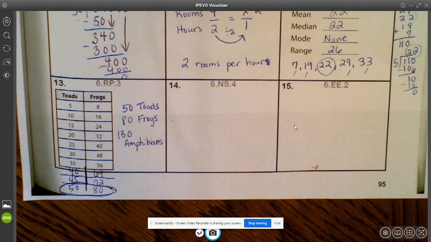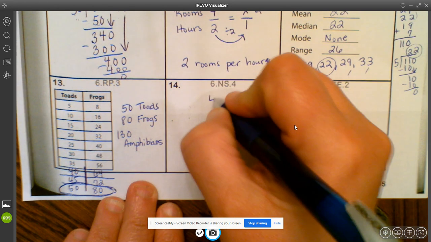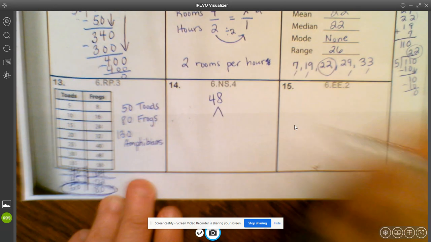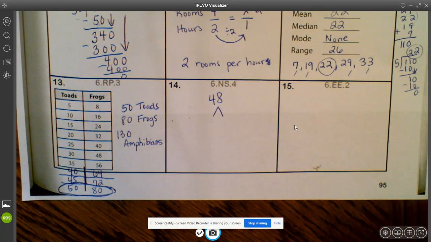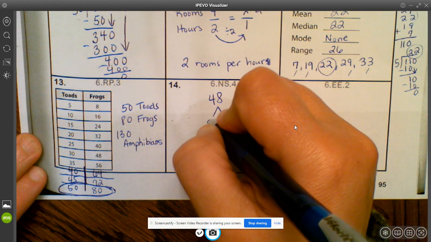Okay, number 14. You're going to find the prime factorization of 48. So we take the number 48, and we're going to take any two factors that can multiply together to equal 48. So if I take the factors, let's say 8 times 6.